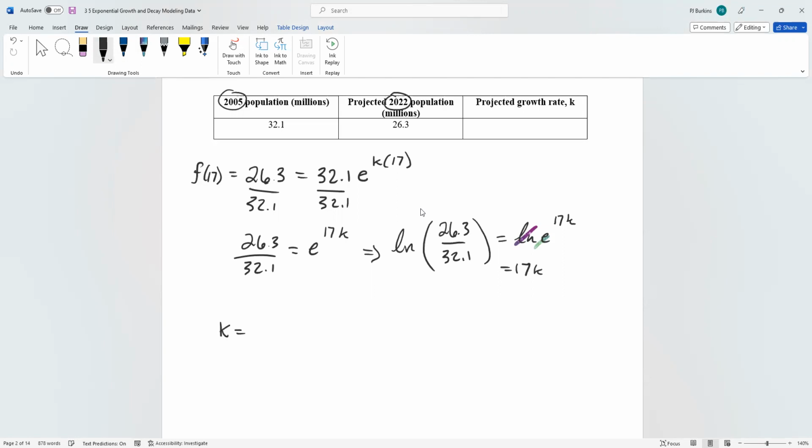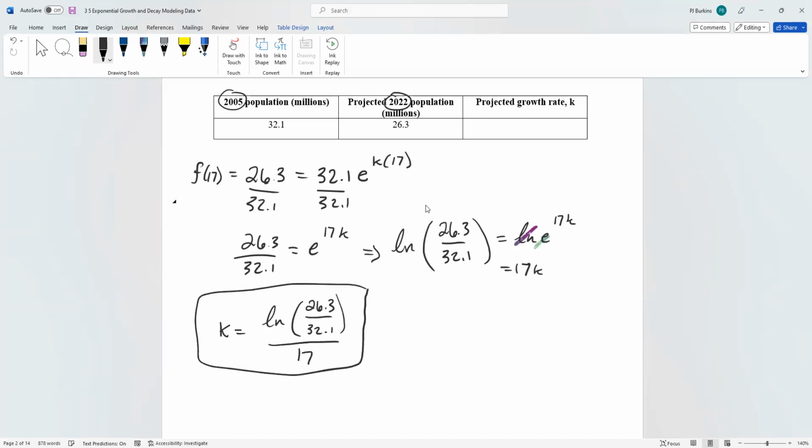Right, I just need to divide by 17. So I have natural log of 26.3 over 32.1, all divided by 17. Or if you want, you could put it out in front and make it 1/17 times that. Now, if you wanted the exact answer, this would be it. But as you saw in the previous example, we typically get k to, let's say, 4 decimal places.